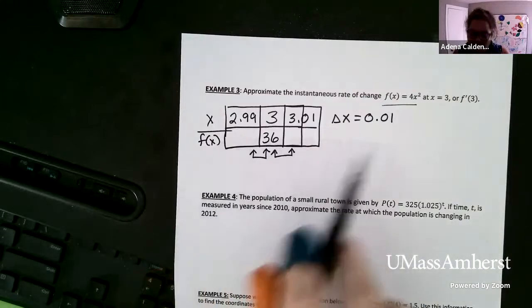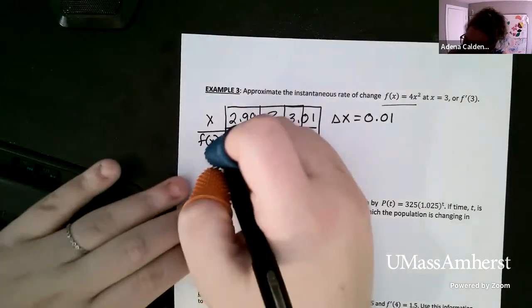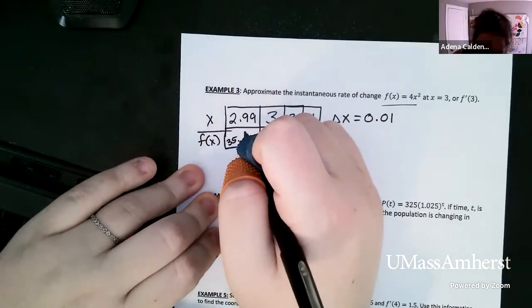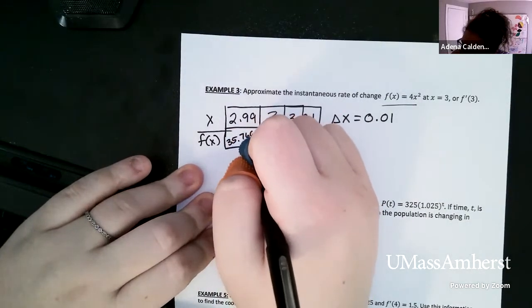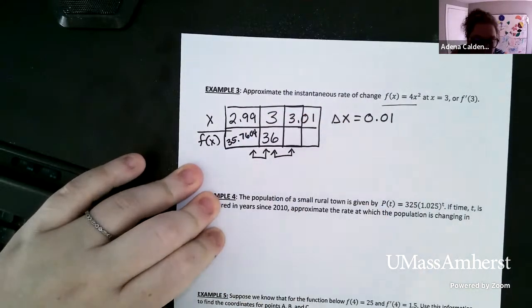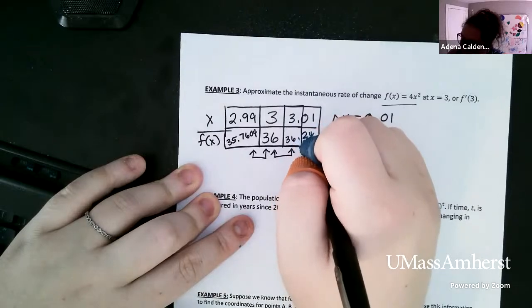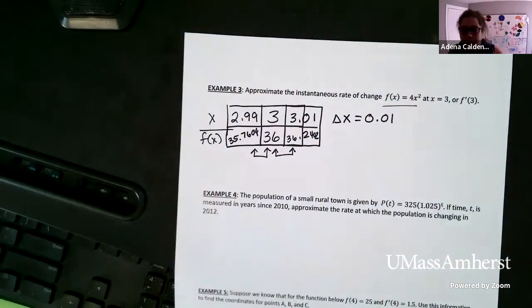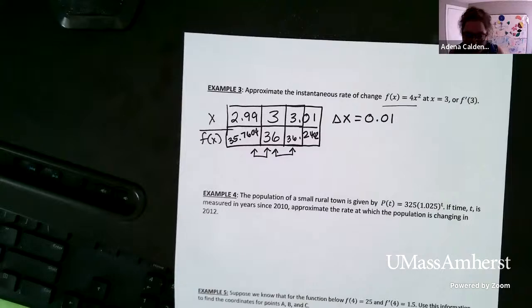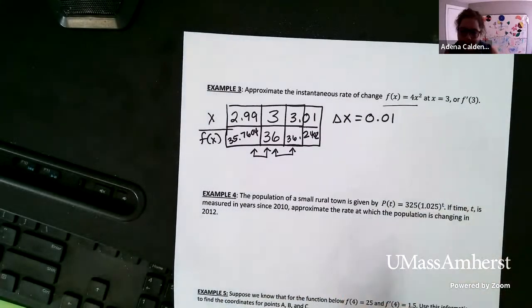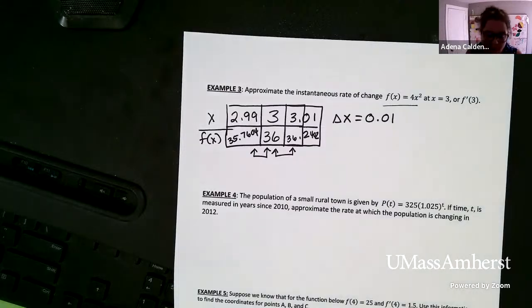So when I plug in 2.99 into my function, I get 35.7604. When I plug in 3.01, I get 36.2402. Obviously, if you pick slightly different numbers, your decimals are going to be slightly different than mine. That's totally fine. We should still end up approximately with the same instantaneous rate of change.